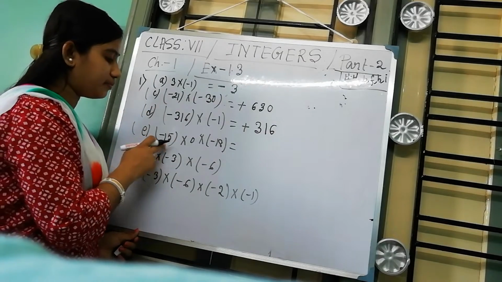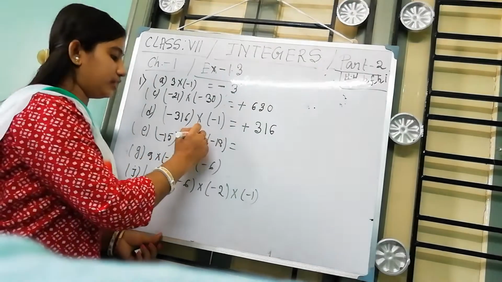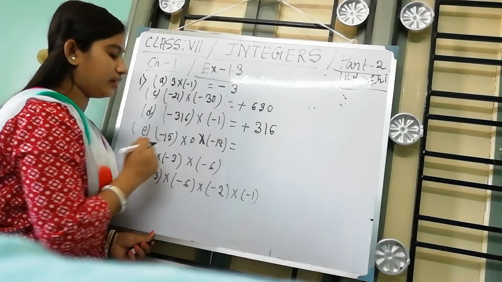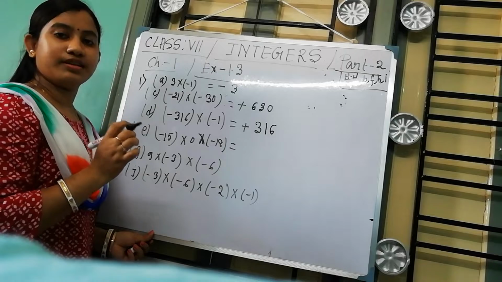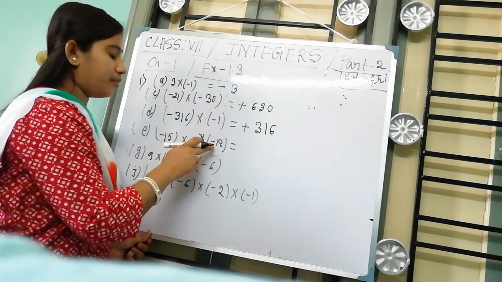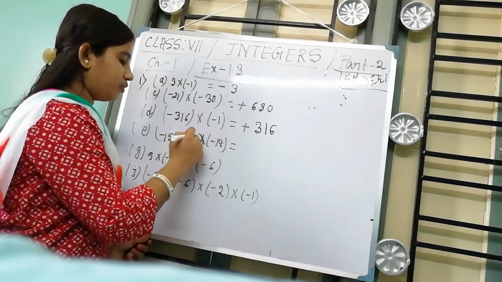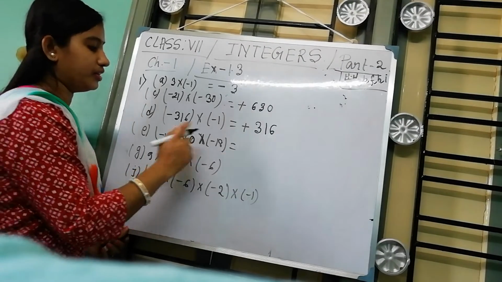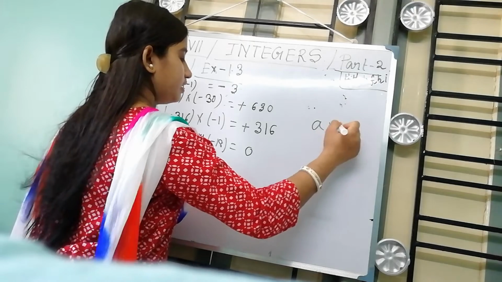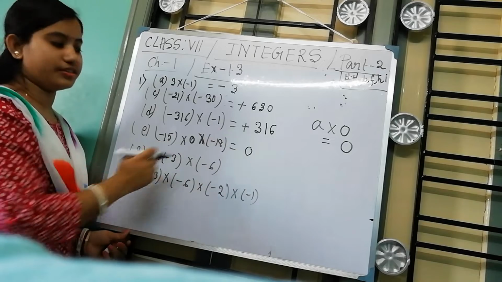Now next, minus 15 into 0 into minus 18. We know that if we multiply an integer with 0, then we get 0. Here minus 15 and minus 18 are integers, and if we multiply them with 0, then we get 0, because 0 into any integer, any number, is 0. So this is equal to 0.